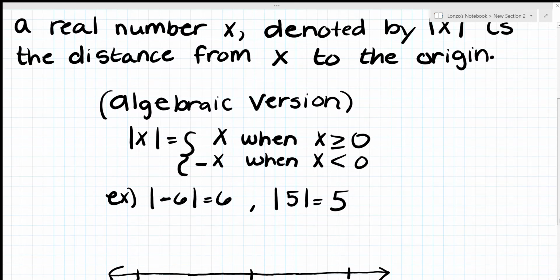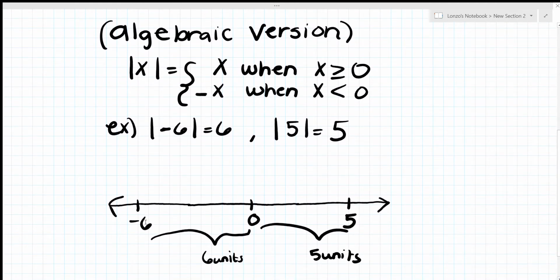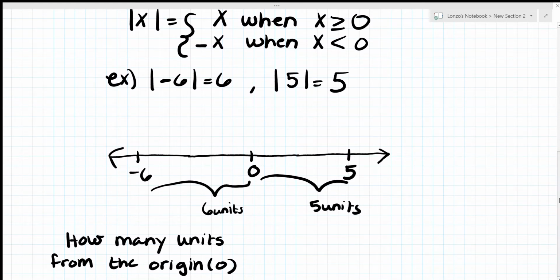But let's show it on a number line. So let's say you wanted to find the absolute value of negative 6. It's pretty much how many units from the origin. So from negative 6, how many units is it from the origin of 0? It's positive 6, right? So it's 6 units. The same thing with 5. Here you start with 5. How many units is it from the origin? You move 5 units, and it's positive 5 because it's just 5 units. So that's the definition of what an absolute value is. It's pretty much how many units from the origin.